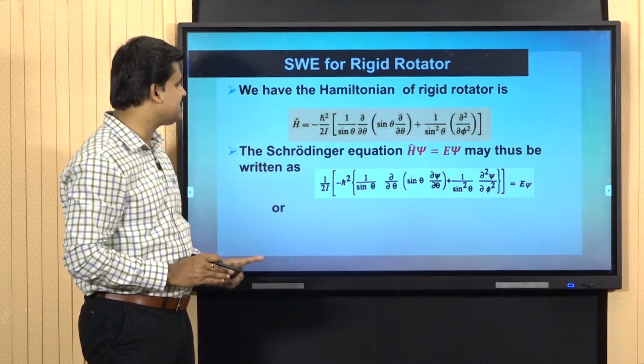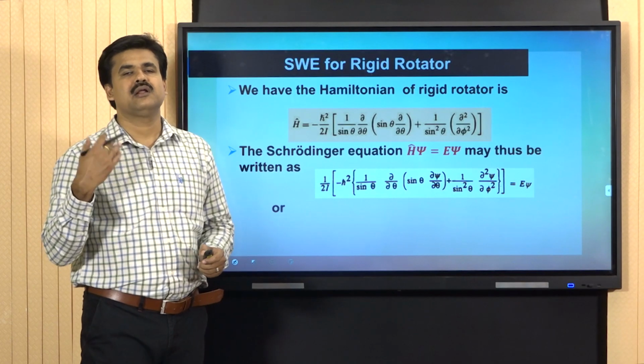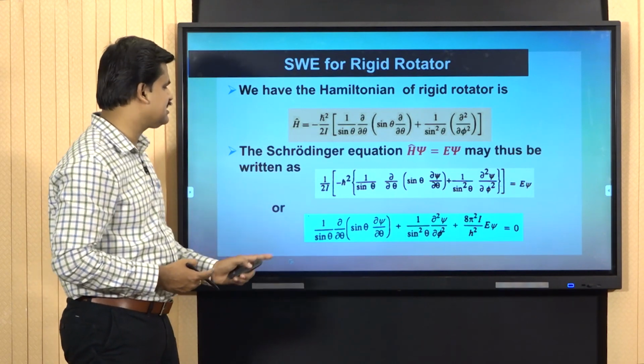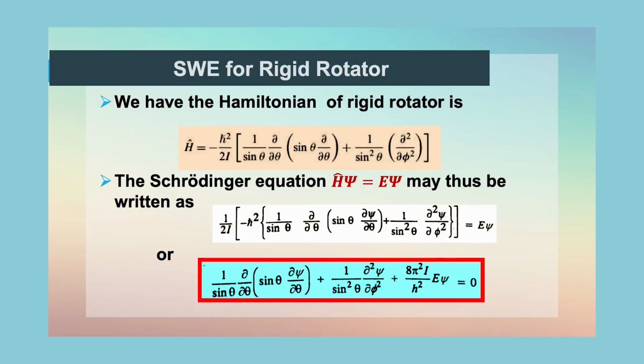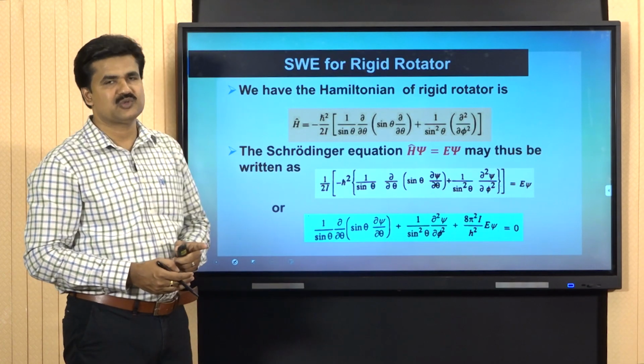The equation is like this: 1 by 2I minus s cross square, 1 by sin theta dou by dou theta sin theta into dou psi by dou theta plus 1 by sin square theta into dou square psi by dou phi square is equal to energy into psi. Or more clearly, the Schrodinger wave equation is like this: 1 by sin theta dou by dou theta sin theta into dou psi by dou theta plus 1 by sin square theta into dou square psi by dou phi square plus 8 pi square I by h square into E psi equal to 0.